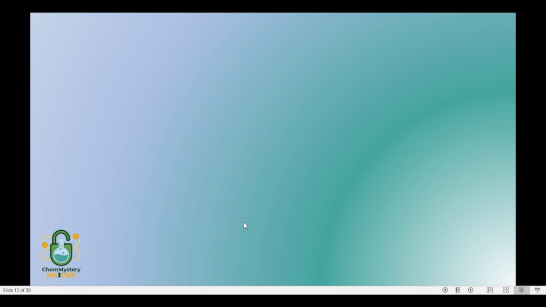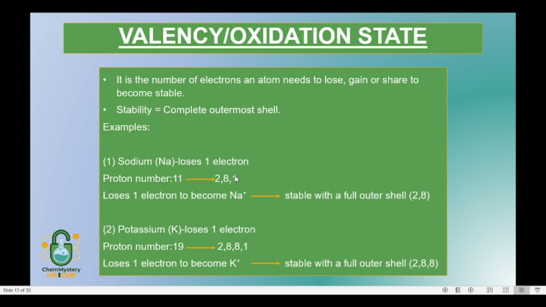ओके जी. Now let's move on to valency and the oxidation state. It is the number of electrons an atom needs to lose, gain or share to become stable. To become stable, atom needs to lose, gain or share something, right? So it shares, loses or gains electrons. अब स्टेबिलिटी का हमें कैसे पता लगता है? स्टेबिलिटी का हमें पता लगता है जब आउटर मोस्ट शेल कंप्लीट हो जाए.